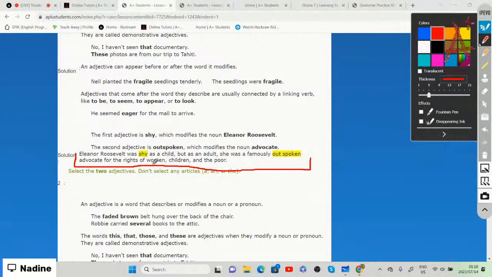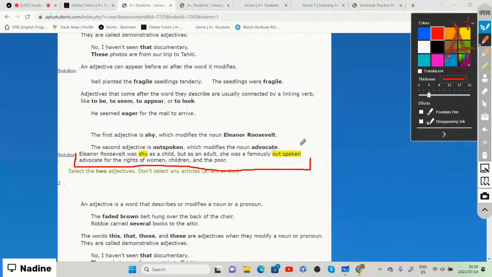All right, so if we were to identify the adjectives within that sentence, then we can say the adjectives are shy as well as outspoken, because it tells us about the type of person Eleanor is. Firstly, shy. They first said she was a shy person when she was a child. So shy basically tells us what type of person Eleanor was when she was a child. But now they're saying she is outspoken.